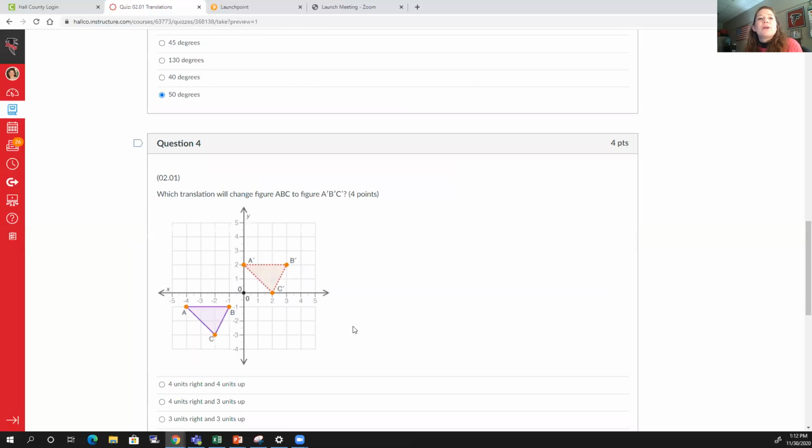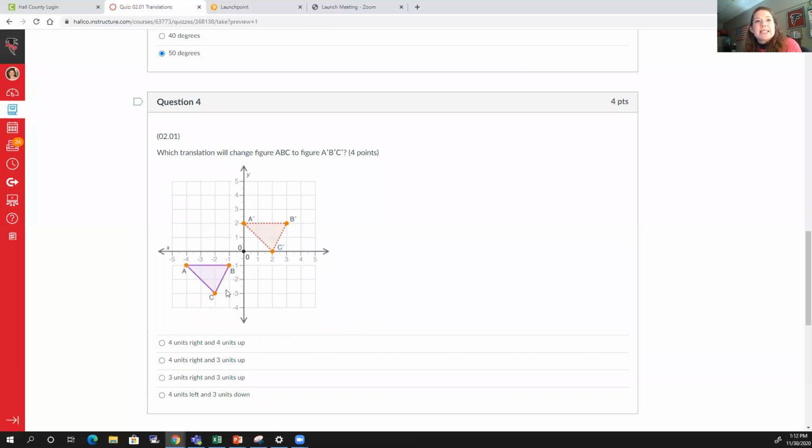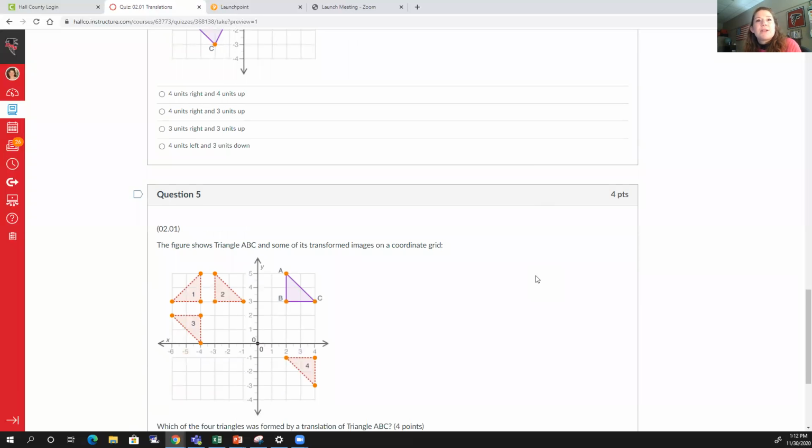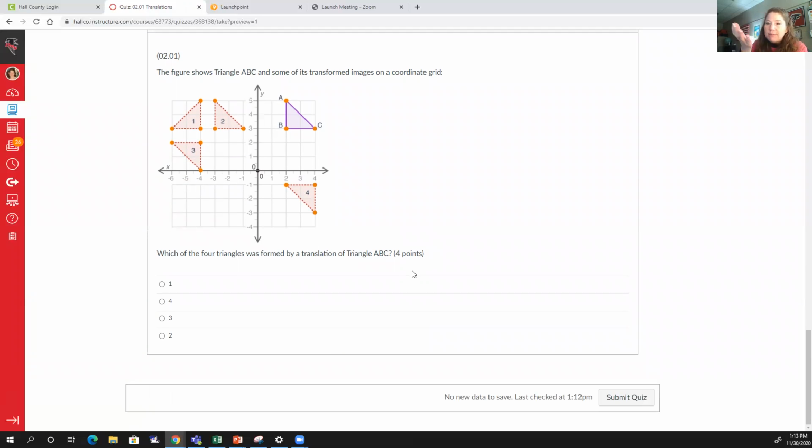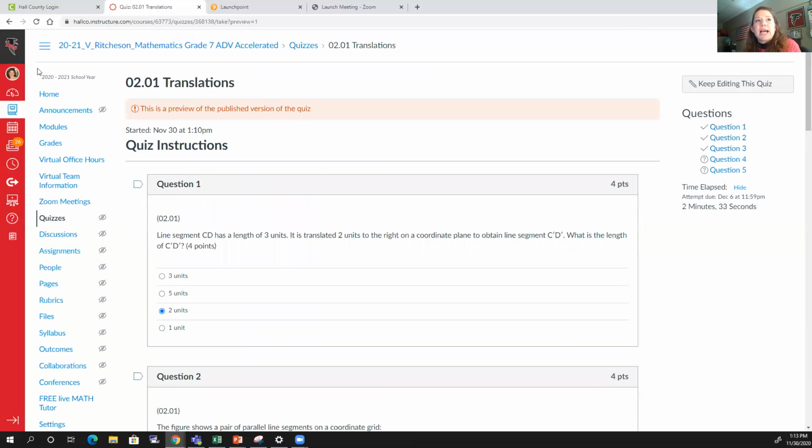All right, so it wants you to figure out how this thing's been slid. So remember, the purple one's the original because it doesn't have the prime marks. So we had to go right and up, right and up. So I'm going to let you figure out that one by yourself. And the same thing here. They want you to figure out which one has been slid. It hasn't been rotated. It hasn't been reflected. It's been slid. So it's in the same position, okay? So think about that when you answer that last one.